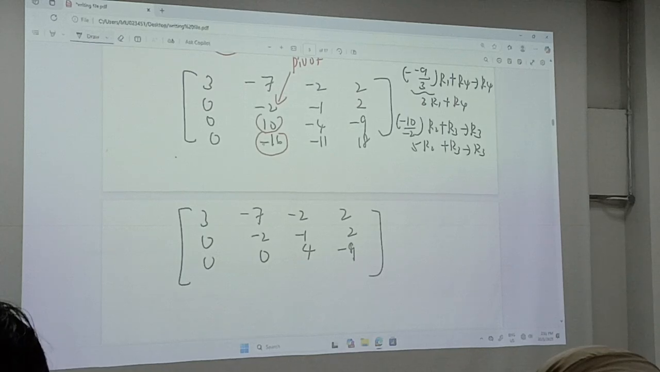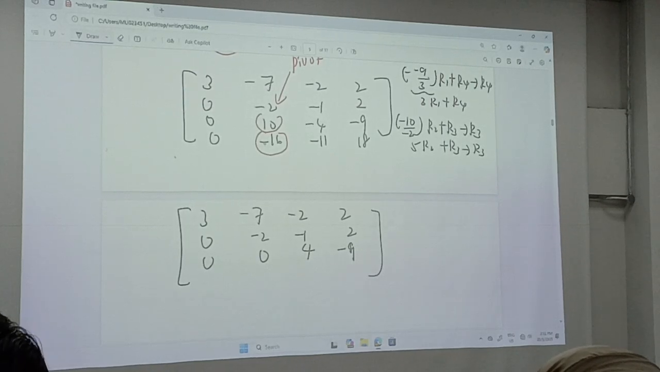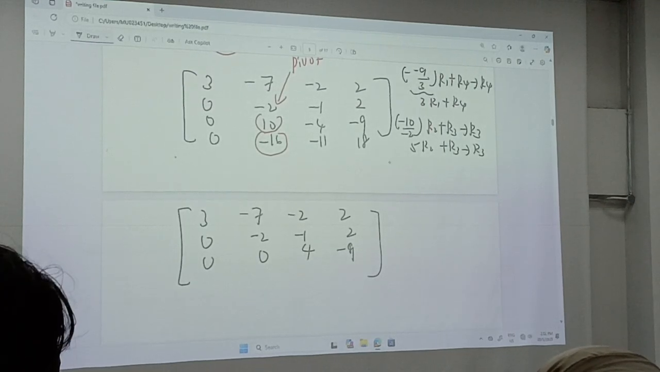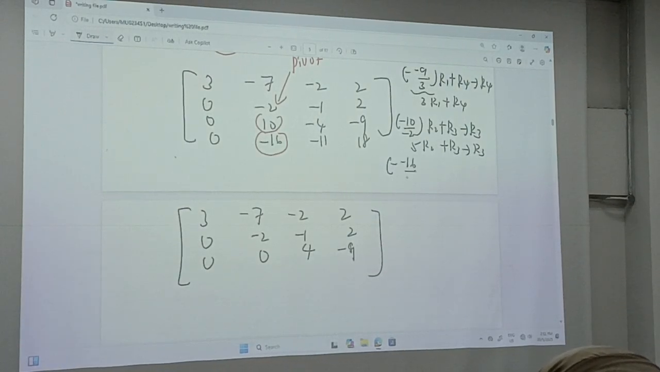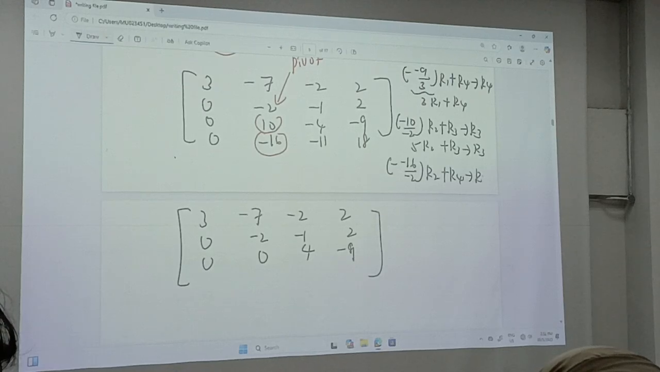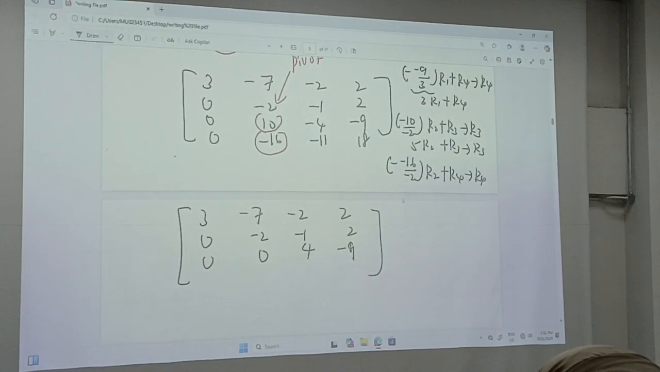And then turn negative 16 to 0. So negative 16 over pivot negative 2. The pivot is negative 2, right? Multiply the pivot row as the elimination of R4. So it will be negative 8.